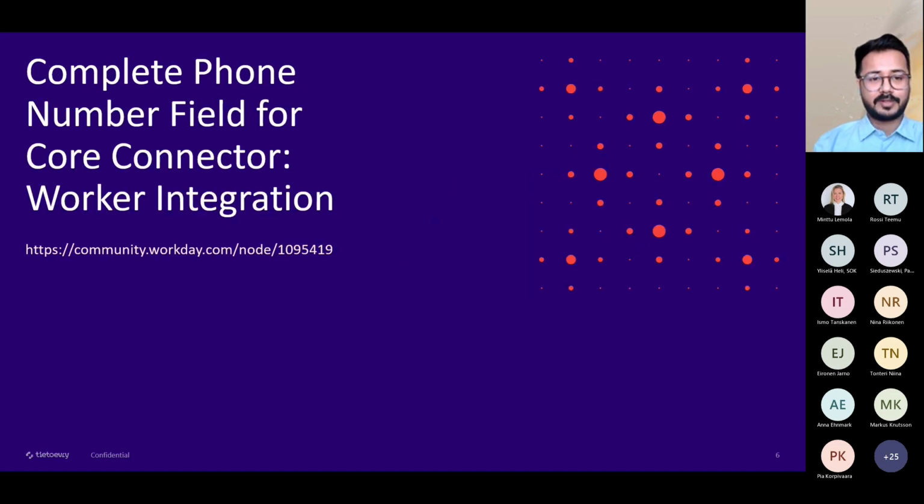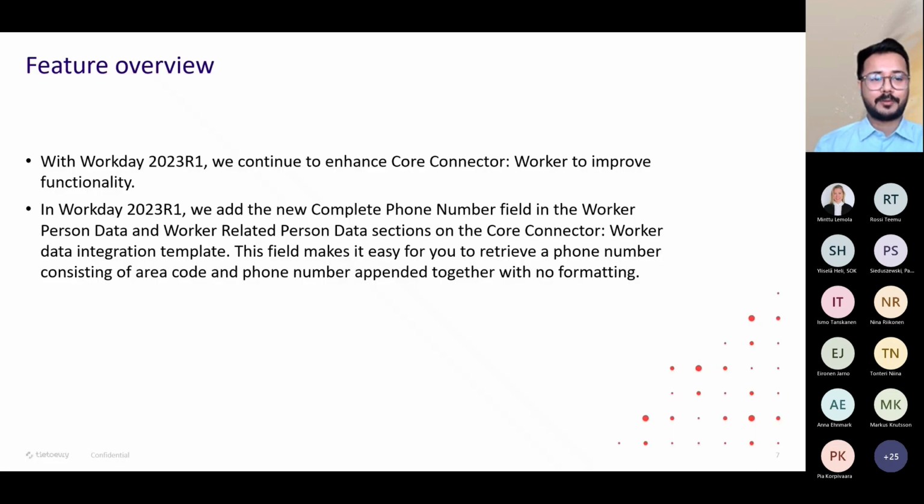We will start with the complete phone number field for core connector worker integration. Just for your reference, I have also copied the community link so that you can go into detail and check out the community. To state the feature overview with Workday 2023 R1, Workday is enhancing core connector worker to improve the functionality. With this release, there is a new complete phone number field in the worker personal data and related personal data on the core connector worker integration template, so that you would be able to add the phone number consisting of area code and without any formatting.